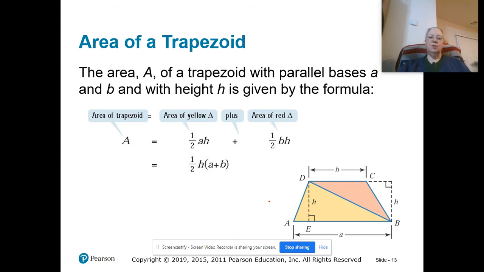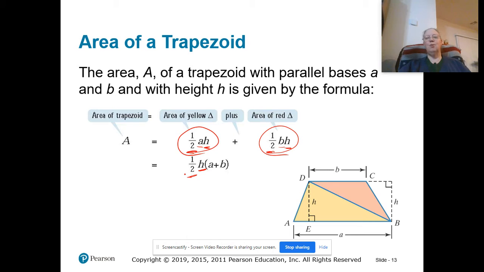Let's see if I can clear all this. Okay, so right now I have the area of one of the triangles and the area of the other triangle, and I'm going to add those together. Well, an easier formula to use is if we were to combine these together. The way we combine them is technically we're factoring out what they have in common. So they both have a 1/2, so we factor that out, and they both have an H. So we factor that out as well, and so we're left with A plus B.